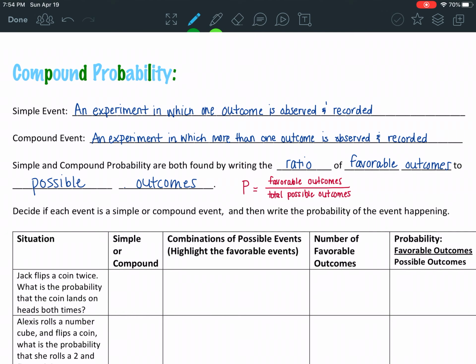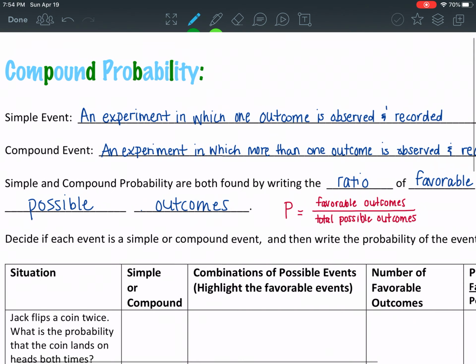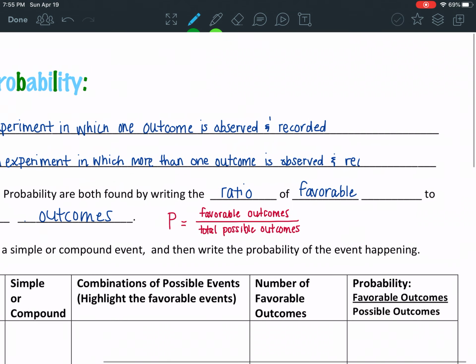So I already have two definitions down here. A simple event is just an experiment where there's one outcome, one thing is observed and recorded, such as drawing a card from a deck of cards. If you just draw one card, that is a simple event. Okay, the second that we draw a second card, that's a compound event, and I have both of these definitions written out. A compound event is an experiment in which more than one outcome is observed and recorded.